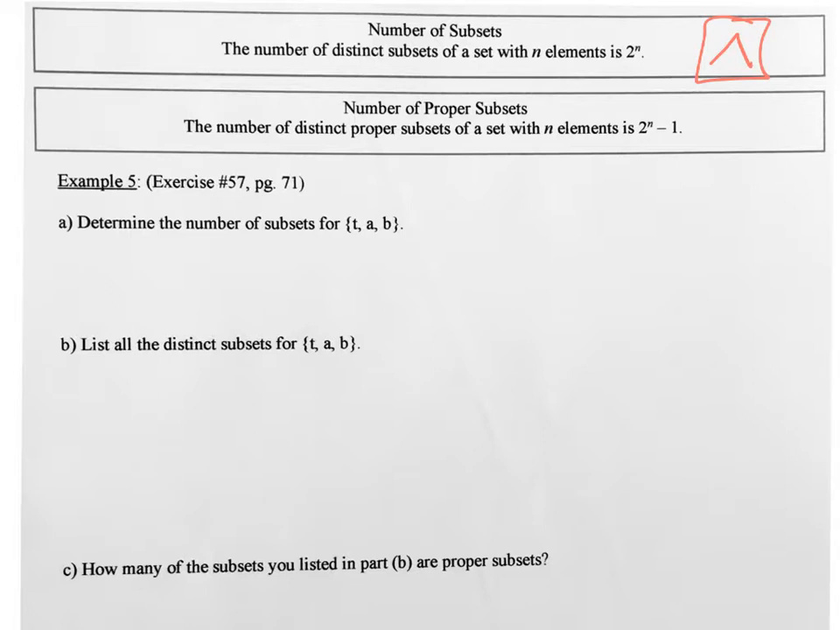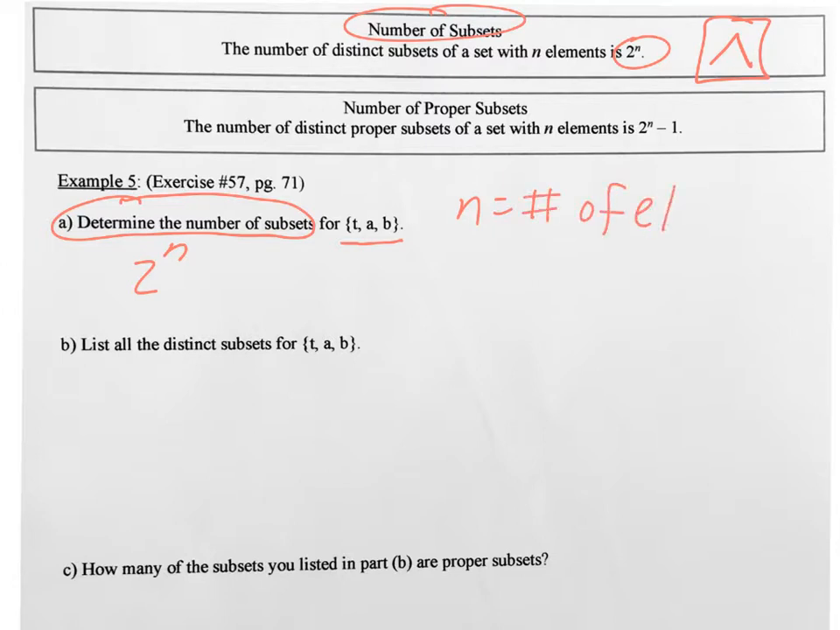So looking at example 5, we have 3 parts. So part A, determine the number of subsets for the set with T, A, B. So it wants just the number of subsets. So we said 2 to the n power is the formula to use. Remember, n represents the number of elements. Little n is always number of something. You're always counting when you see that little n. And here we have, let's see, we have T, A, B.